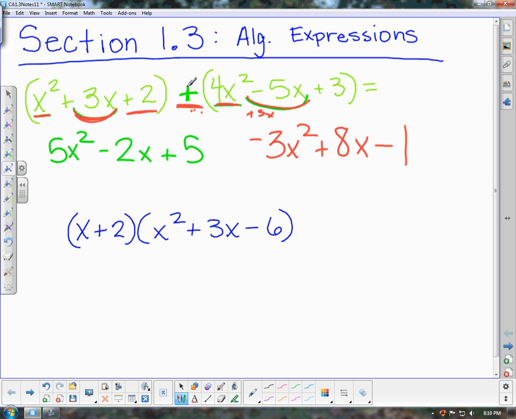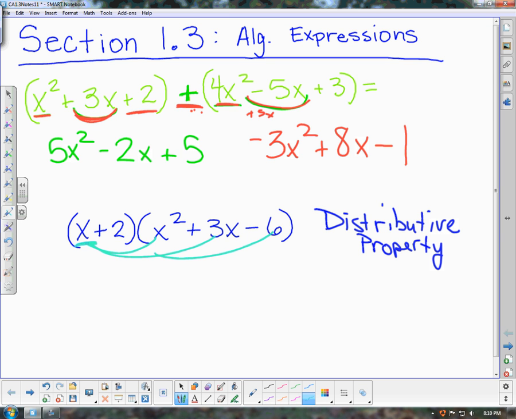The other types of things that you'll end up having to do would be to multiply some things together. And when you multiply, you have to use the distributive property. And so first you have to multiply x by each one of the terms in the other expression. And so x times x squared is x cubed. X times 3x is a plus 3x squared. And then x times a negative 6 is a negative 6x.